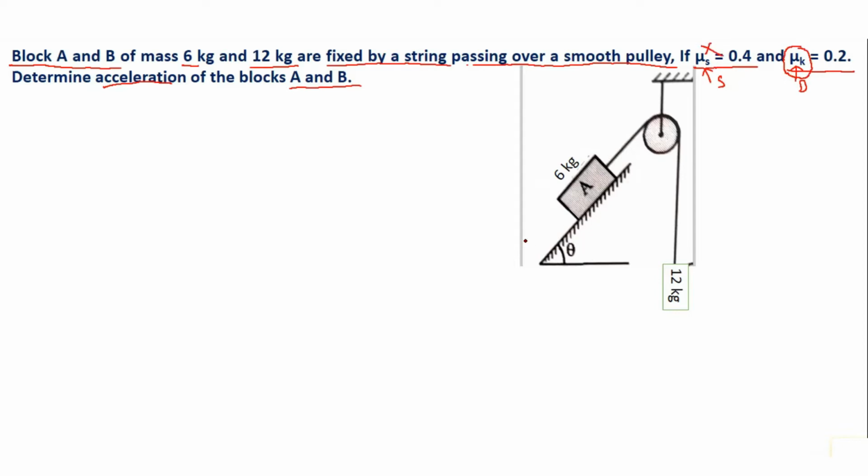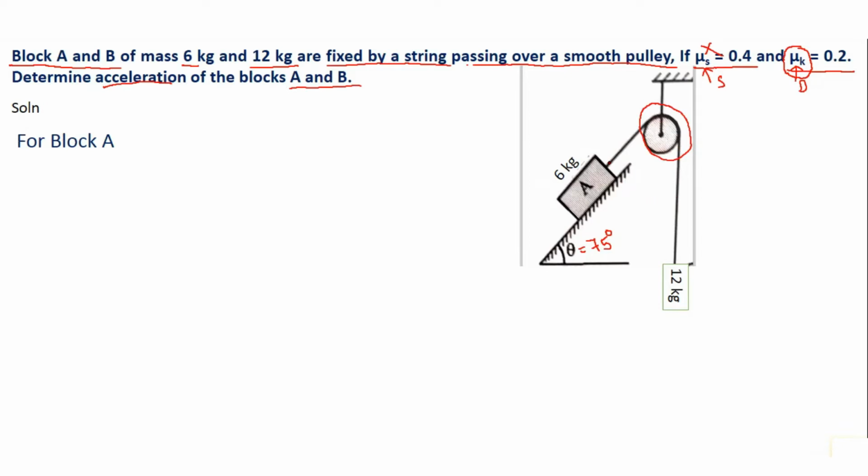Before starting the solution, let us see the diagram. There is a body of 6 kg resting over an inclined surface making an angle theta, and this theta is given in the question as 75 degrees. This block is attached to the block of 12 kg with a string passing over this fixed pulley. So block B is connected to block A by a rope or a string passing over a smooth pulley.